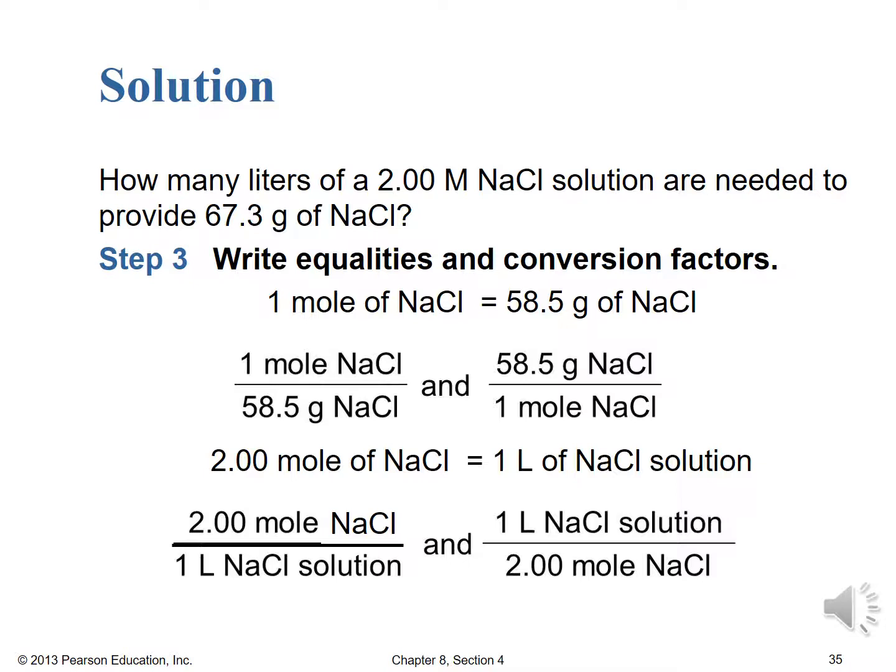We can also represent our molarity in 2 different ways, right? Our molarity tells us that 2.00 moles of NaCl equals 1 liter of NaCl solution for this case. So we can have the 2.00 moles of NaCl up top and the 1 liter of NaCl solution in the denominator, or we can have the 1 liter of NaCl solution in the numerator and 2.00 moles of NaCl in the denominator. When we move on to step 4, that will show us the correct way to represent our conversion factors for both molar mass and for solution concentration.